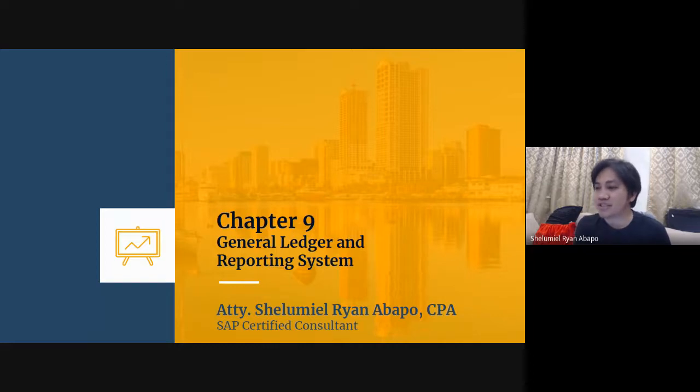So this follows now the culmination of our discussion of all the transaction cycles or the subsystems of accounting information system. We started with the expenditure cycle, followed by the revenue cycle, and then the production cycle. And then we had the payroll or human resource management cycle. And this is the last one, which is the general ledger and reporting system.